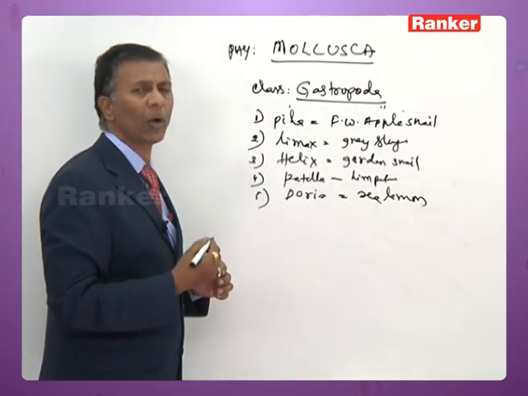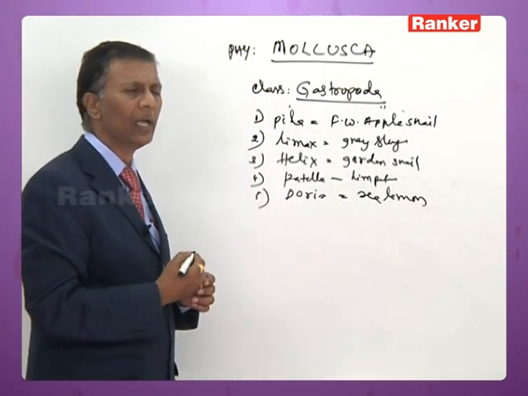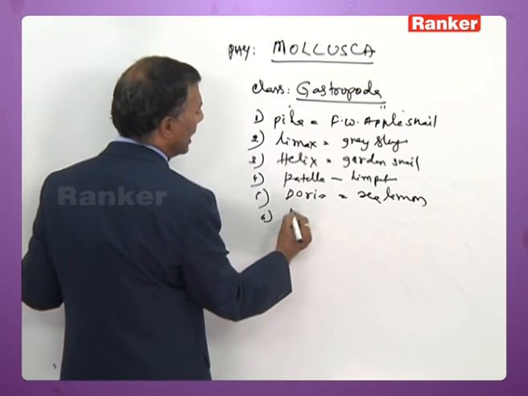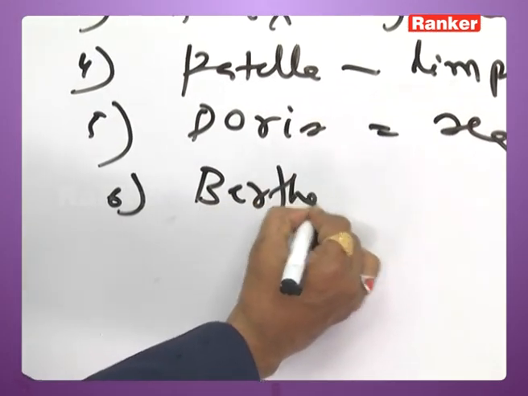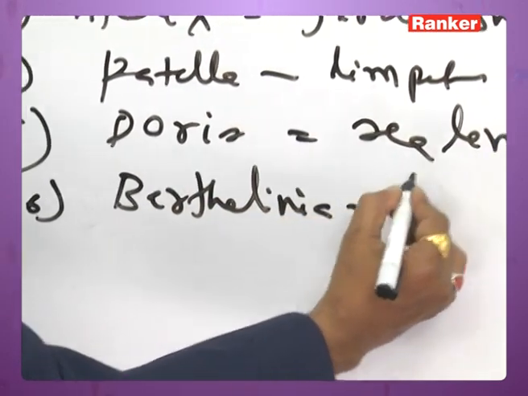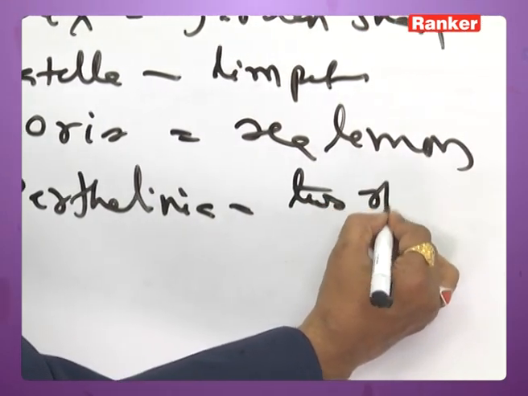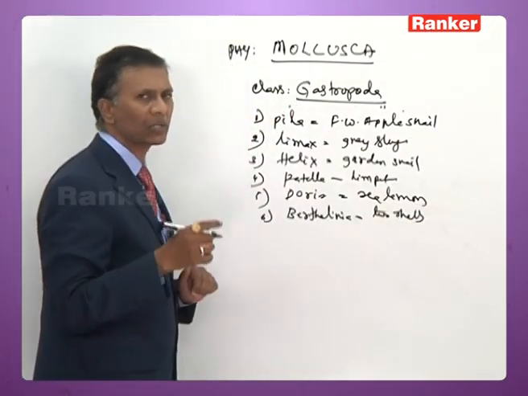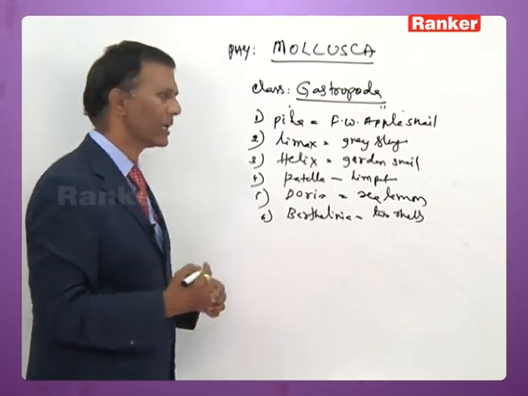And Doris is without shell. Next is Berthelinia, the gastropod with 2 shells. All other gastropods have a single shell, and that's why we call them univalves.